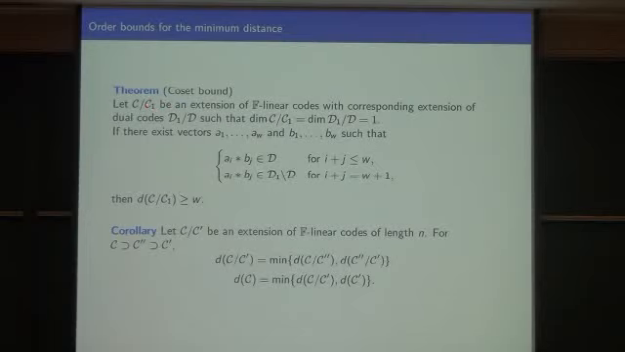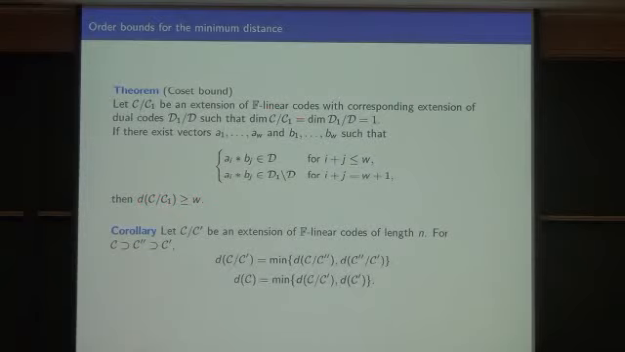And if you could find vectors a_1 to a_w and b_1 to b_w such that the coordinate-wise product a_i times b_j is in D for i plus j less than or equal to w, and if i plus j is equal to w plus 1, it goes inside D1 but not in D, then the coset distance here is going to be greater than or equal to w. So if we could find this, this is for dimension 1.